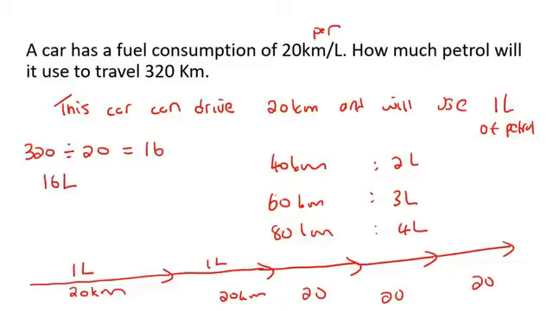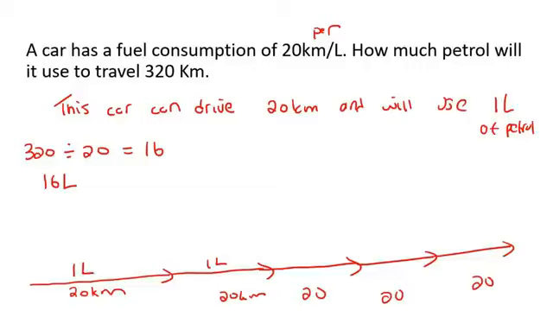Okay, let me show you a different way you could have done that. We know that 20 kilometers goes with 1 liter. Now 320 kilometers goes with X. So whenever you get a situation like this, I want you to use diagonals. So you're going to multiply these two and you're going to multiply these two.